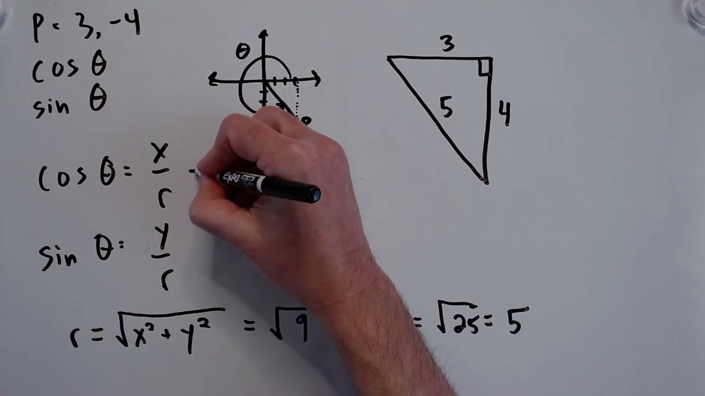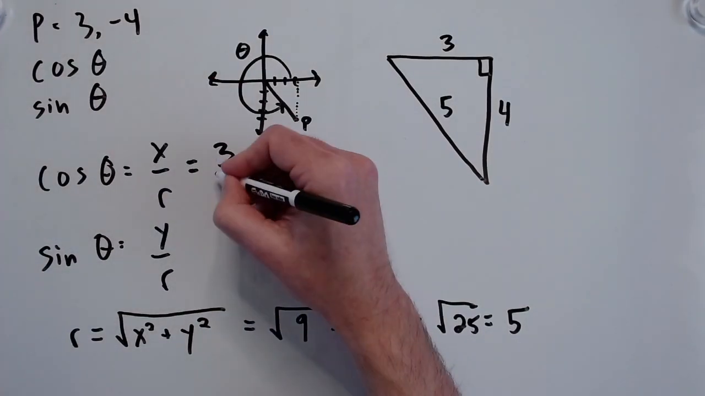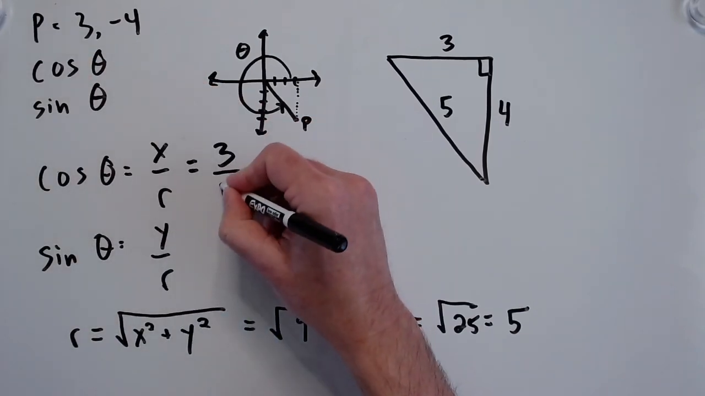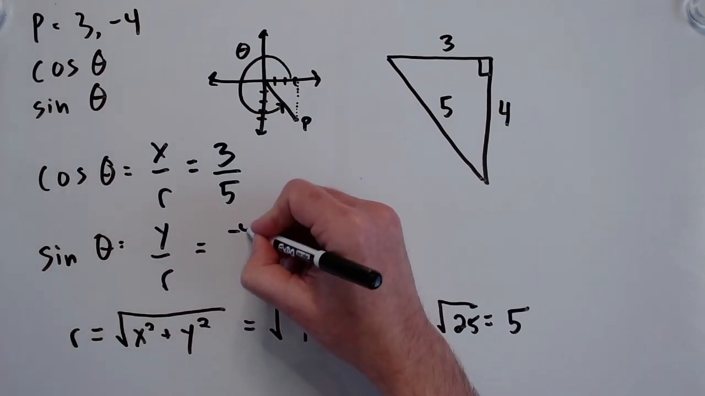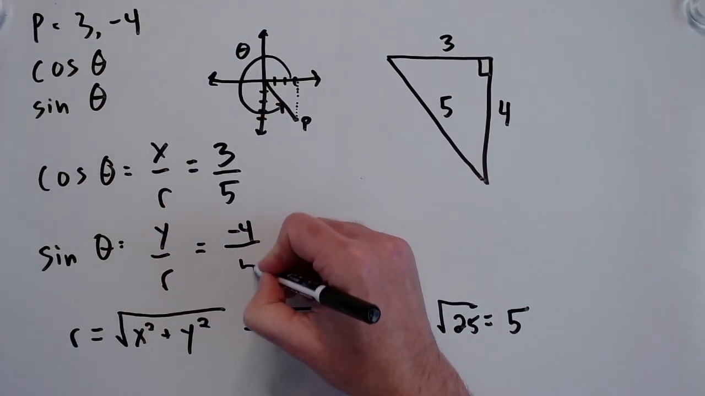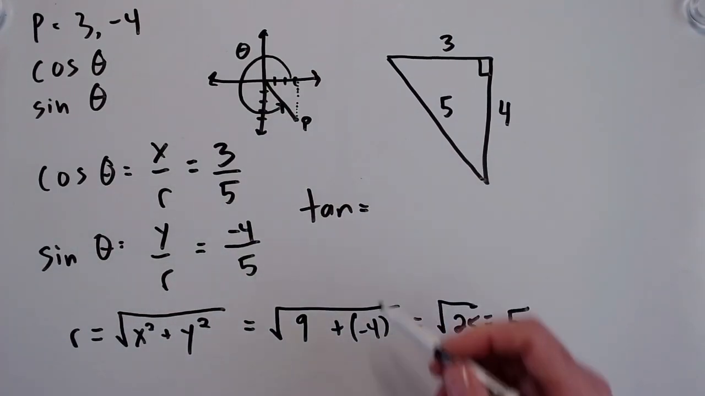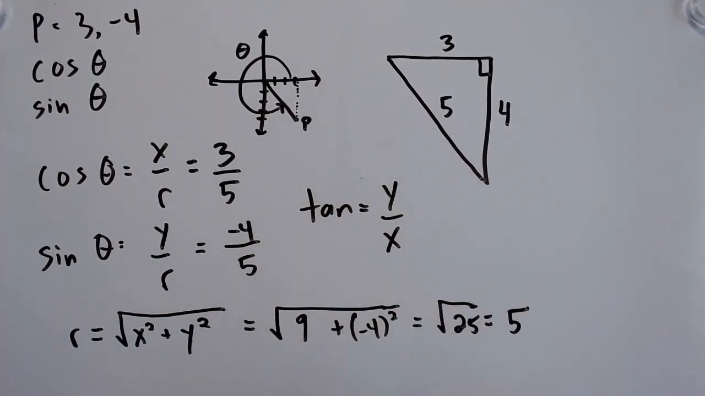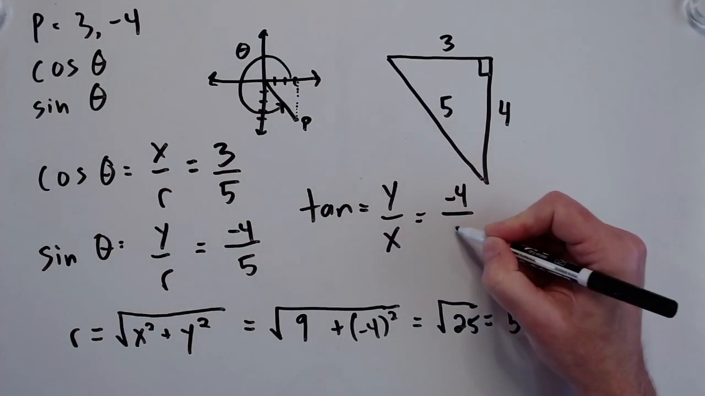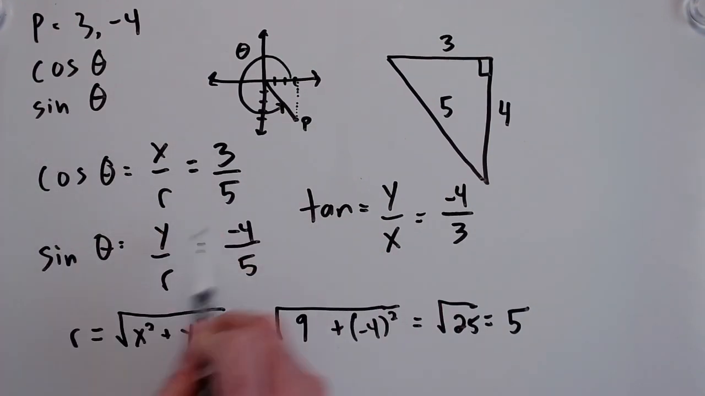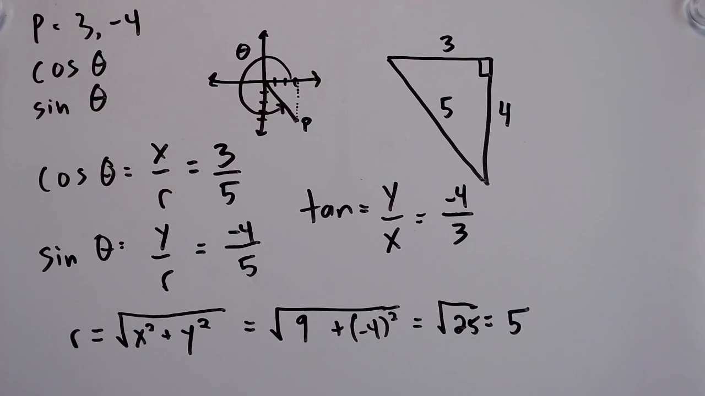So if we rewrite this, the cosine of theta is 3, the x value, over the radius, 5. And the sine will be the y value, -4 over the radius, 5. So while we're at it, what about the tangent? Well, tangent is y over x. Remember, y is actually a negative value. It'd be -4 over 3. So here we have our 3 trigonometric ratios for this value of theta. Let's clean this off and do one more example.